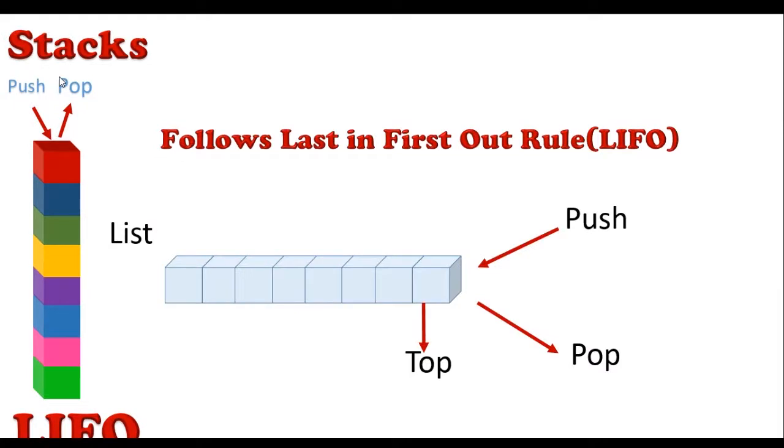Let us consider a list and implement it as a stack. Inserting data means push, removing data means pop, and all insertions and deletions are done from the one end, which is termed as top.